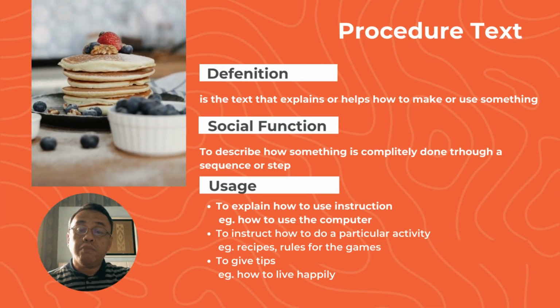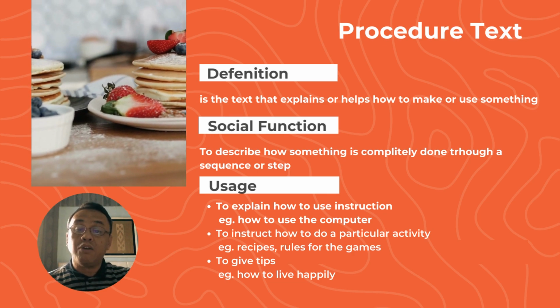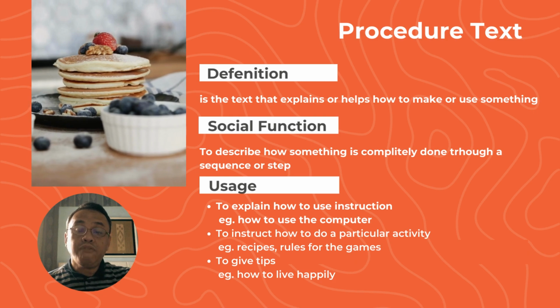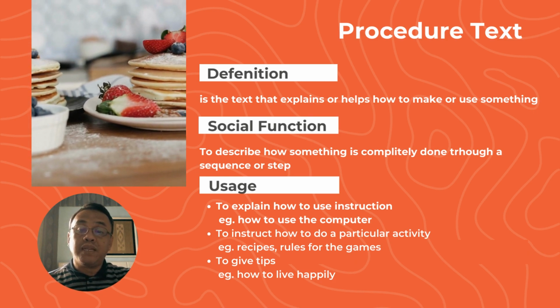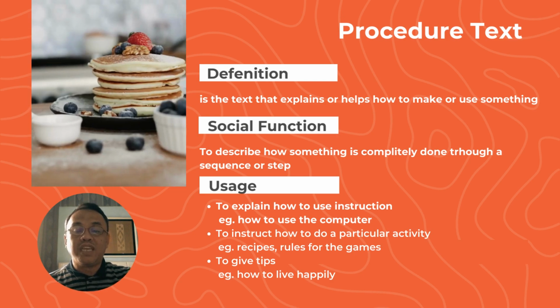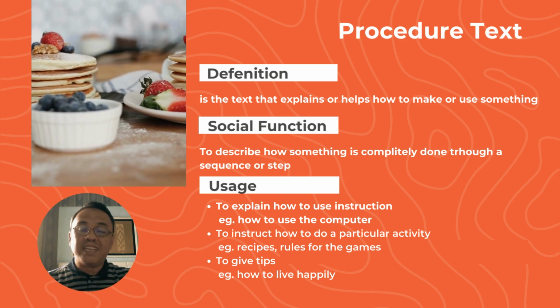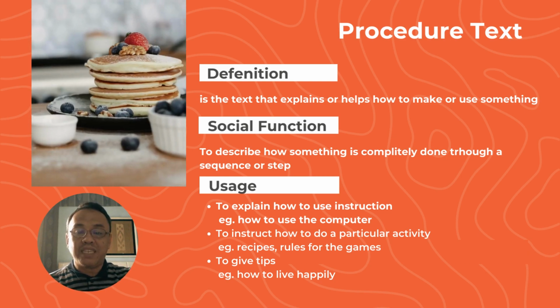The definition of procedure text is the text that explains or helps how to make something or use something. The social function is to describe how something is completely done through a sequence of steps. Now, what about the usage of procedure text? There are many kinds of usage of procedure text.